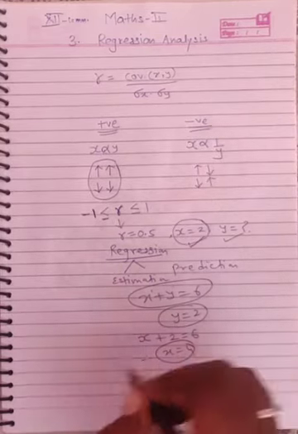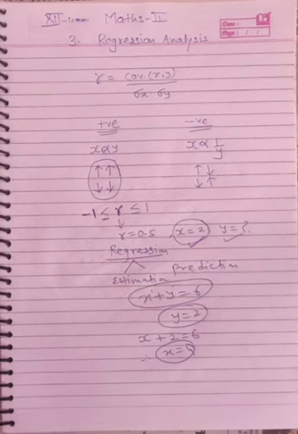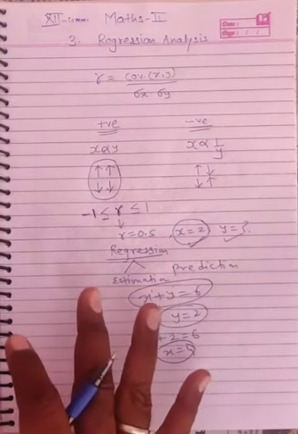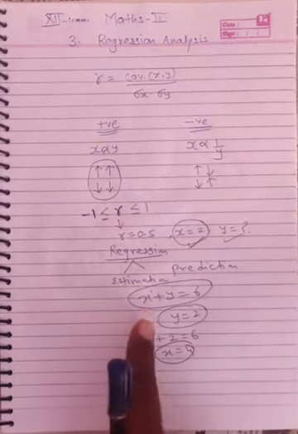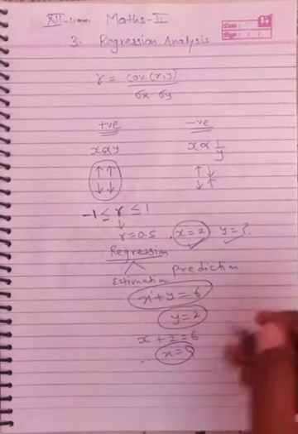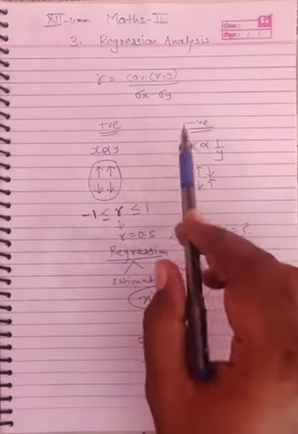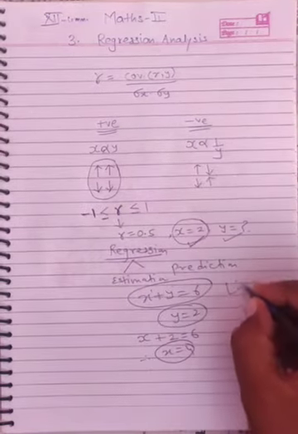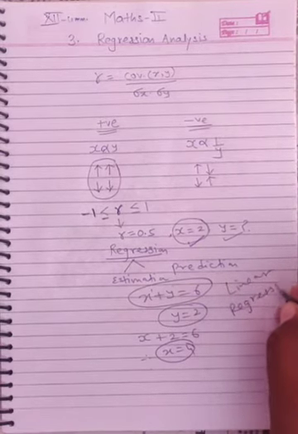So this technique of estimation and prediction of one variable for the given value of the other variable is known as regression. And when linear regression, meaning the degree of variable is always 1, is used, then this technique is known as linear regression. So regression analysis is also known as what?